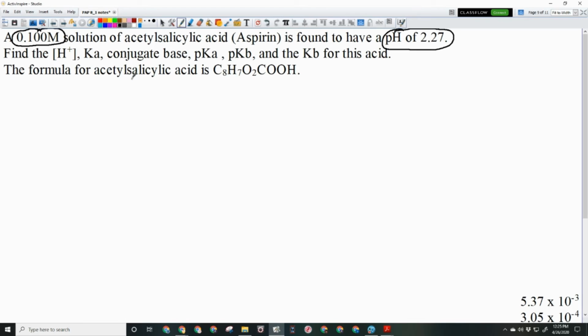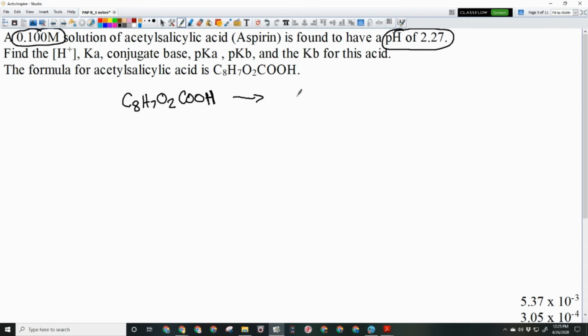All right, and so it tells you the formula for acetylsalicylic acid is C8H7O2COOH. So I'm going to write that down, C8H7O2COOH. This is an acid. Now, this doesn't conform to our old definition of acid that we're using, the Arrhenius, because it doesn't begin with an H. So this is a Bronsted-Lowry acid. Remember the definition of an acid, it's going to donate this hydrogen to water.